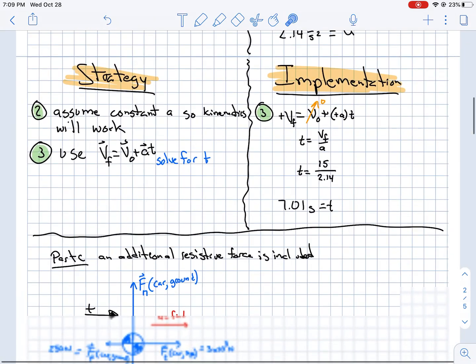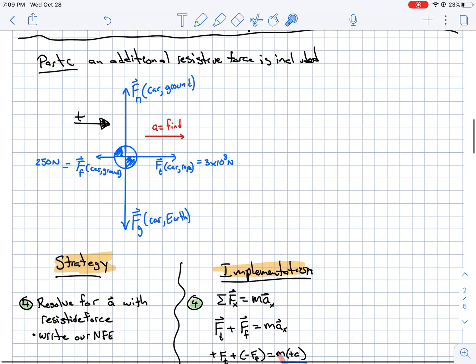Now, part C in this problem actually involves something a little bit different. Basically here, in part C of the problem, we are told that there is a resistive force. Now we're not told that it's friction, but I think it's okay to say that there's probably some kind of frictional force here. We are told that it is 250 newtons, and basically this is going to change my free body diagram a little bit. It doesn't really change my normal force, it doesn't really change my gravitational force, and it doesn't change the fact that the tension in the rope can still not exceed that 3 times 10 to the third newtons.